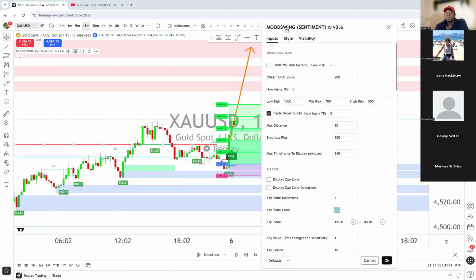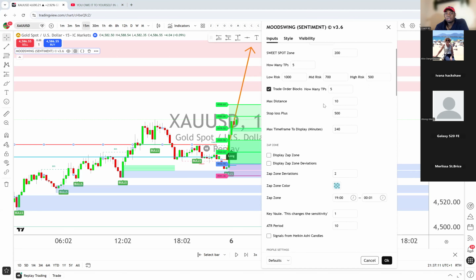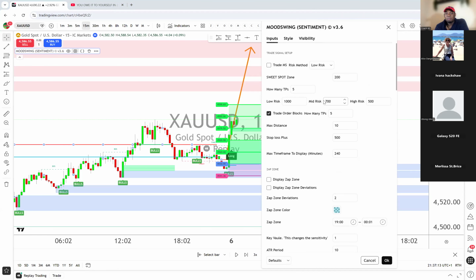Right? Okay. So this one here is your time frame. Whatever time frame that is going to be on, that is pretty simple to understand.